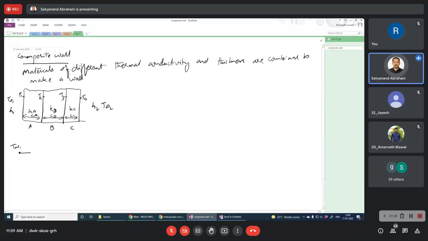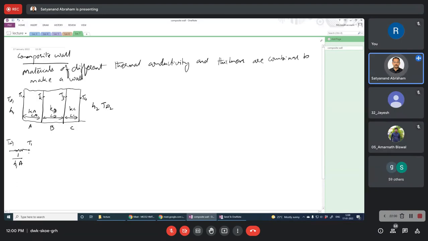So T infinity 1 is over here; this is the mean temperature we have. At this surface we have one resistance, which is the convective resistance, 1 by H1 A. We are assuming the cross-sectional area is the same for all, and only then can we do the calculation. So one convective resistance is going to be there.